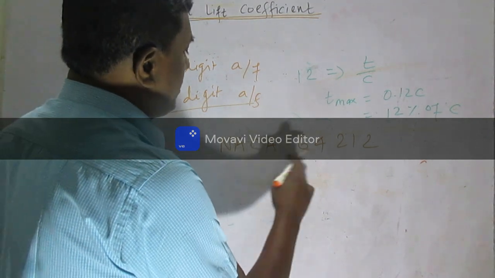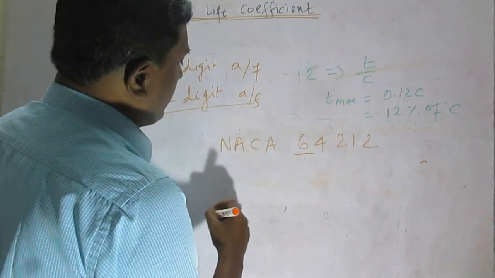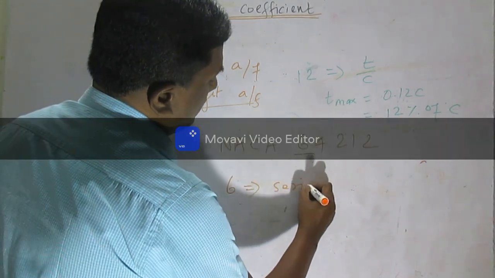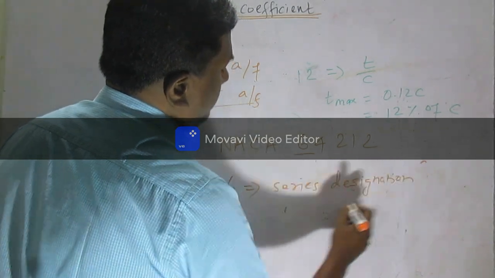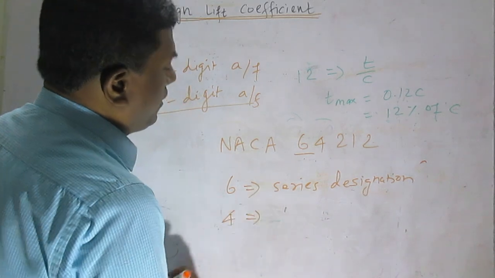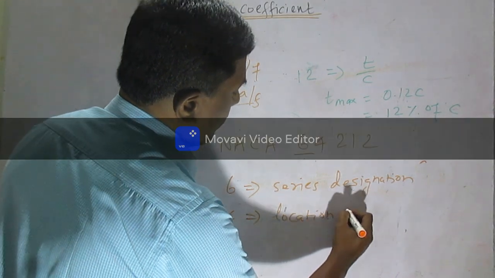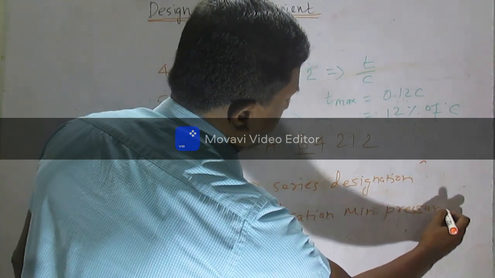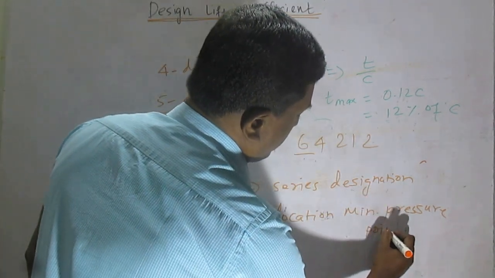Take NACA 64212. This is a NACA 6 series aerofoil. Actually, this is also a 5-digit aerofoil, but the first digit indicates the series designation, so 6 is the series designation. The second digit, 4, indicates the location of minimum pressure point behind the leading edge, in tenths.